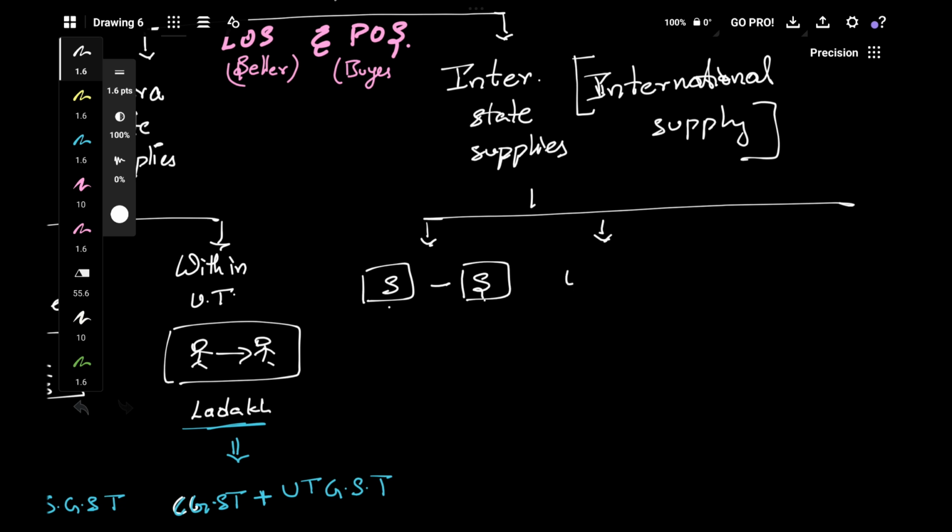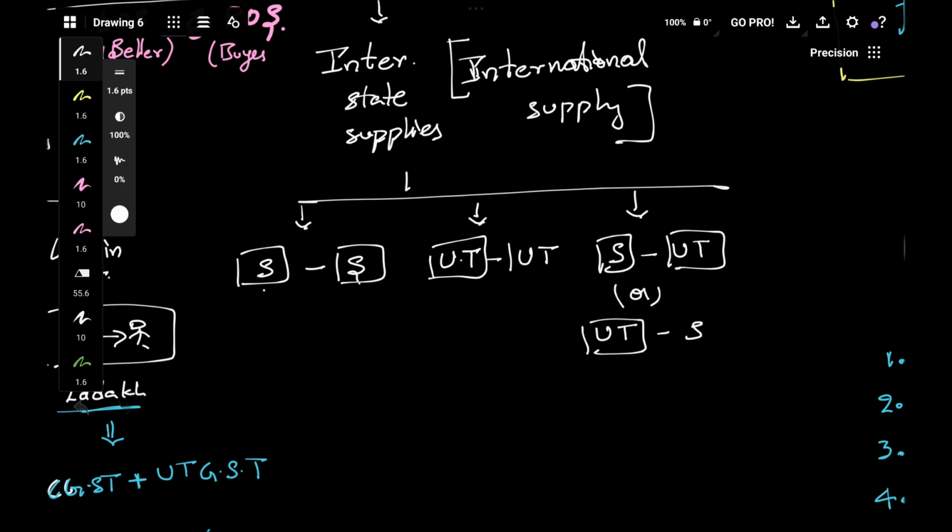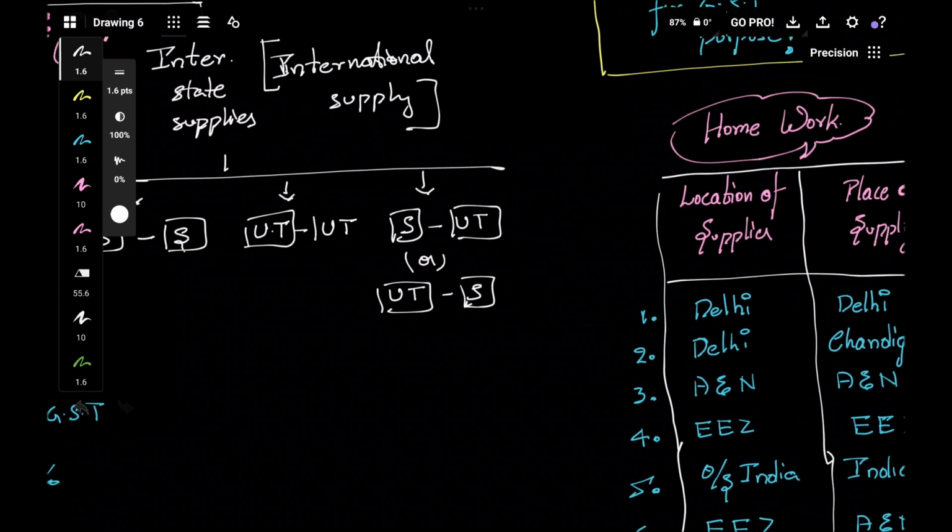And if supply is happening between different union territories, with the buyer in one union territory and the seller in another union territory, then it is also called interstate supply. And the next one is a sale or supply happening between a state and a union territory, or between a union territory and a state, vice versa. This is also treated as interstate. And the last one is between India and outside India.